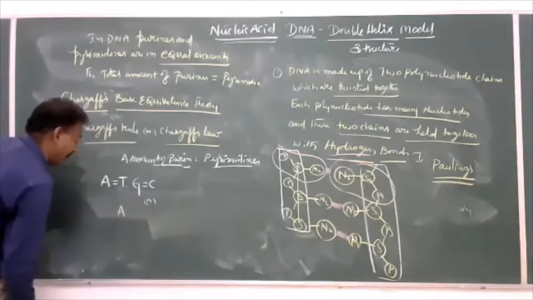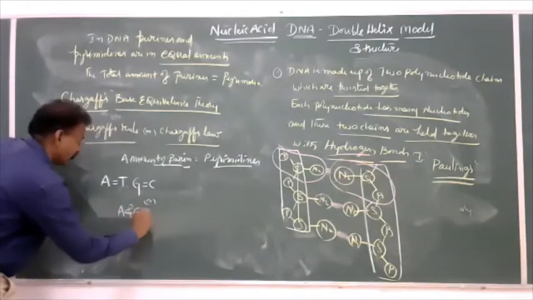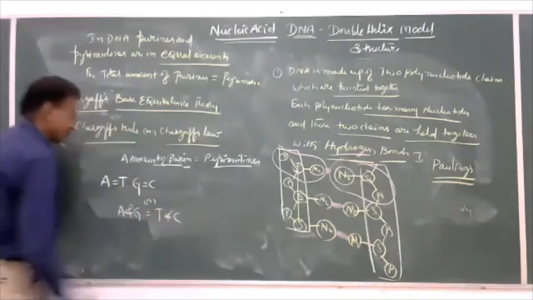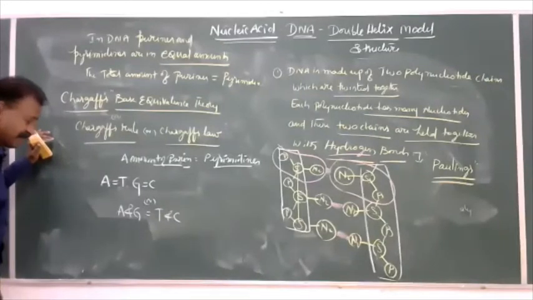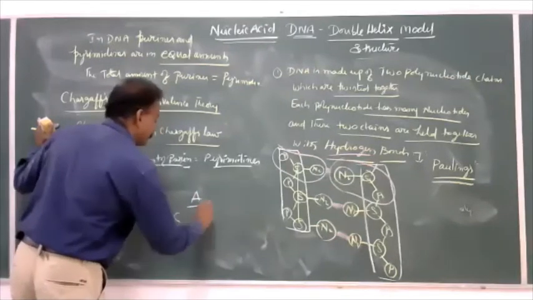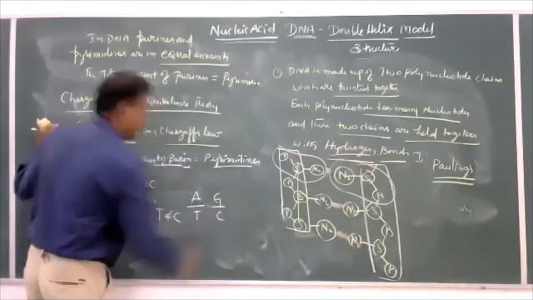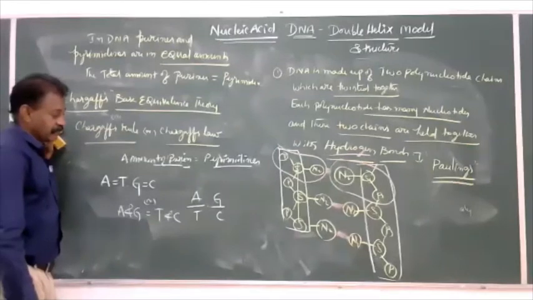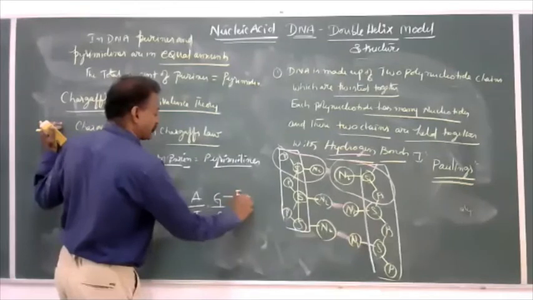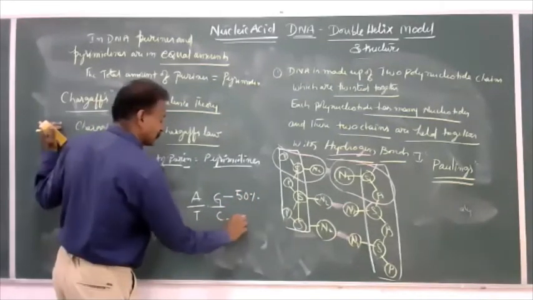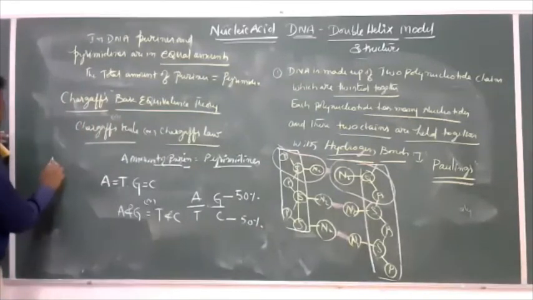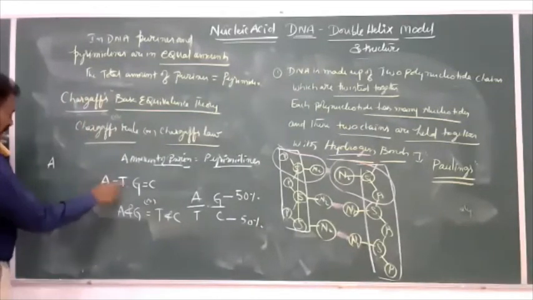The amount of adenine is equal to the amount of thymine, and cytosine to guanine. Or in a given amount of DNA, for example, purines are 50%, pyrimidines 50%, and the total amount of adenine is equal to thymine.